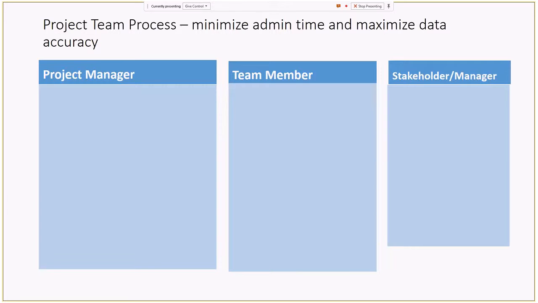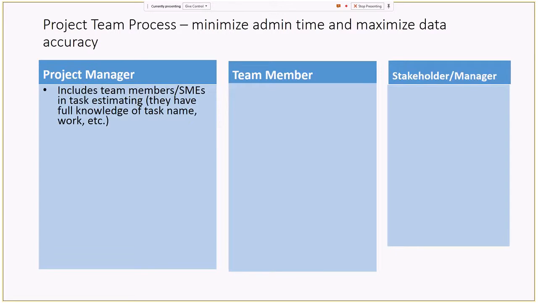Okay, this is how I would do it if I managed the team. I want to minimize my time, and I want to minimize the admin time for all of the people that are part of my project. As a project manager, I'm going to include team members and SMEs in the task estimating. They will have full knowledge of every task name that is going to be unique. They're going to be involved in the work estimate with me. They're going to know the dependencies. We're going to work on this together.